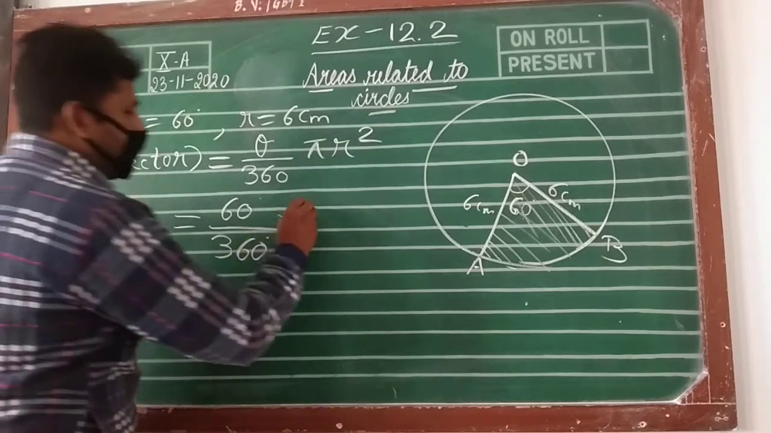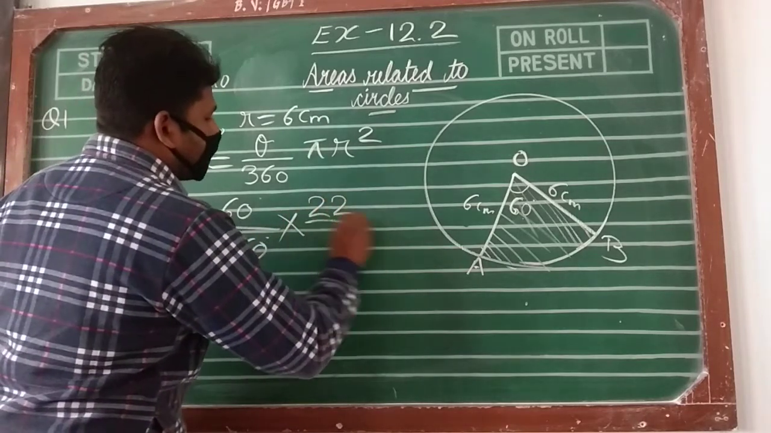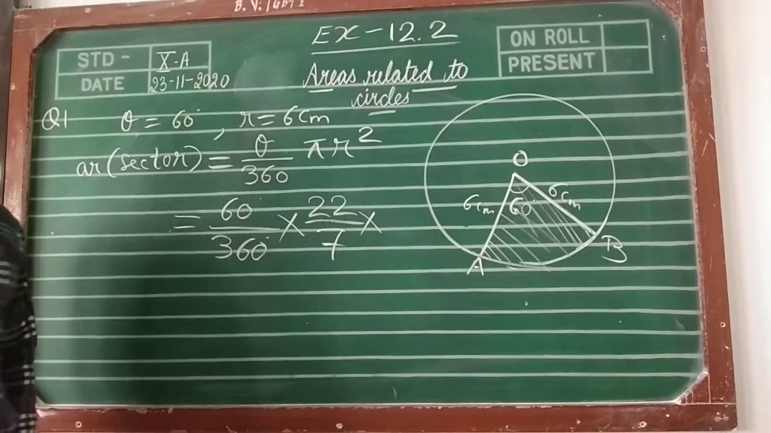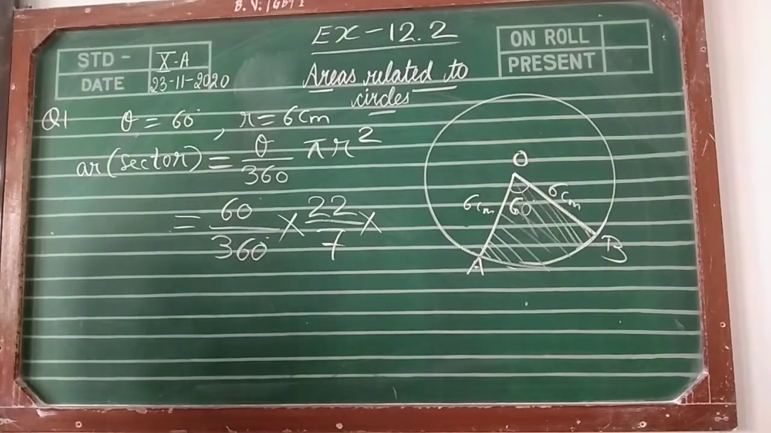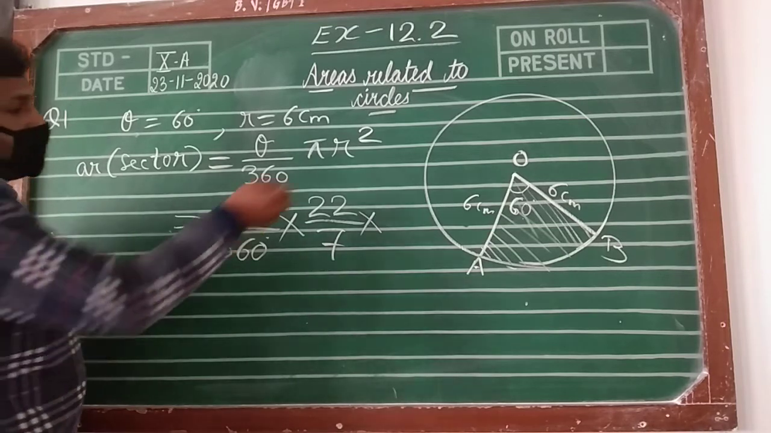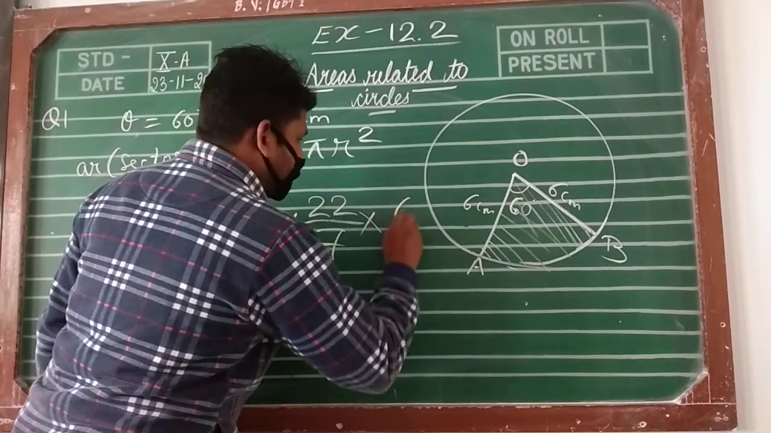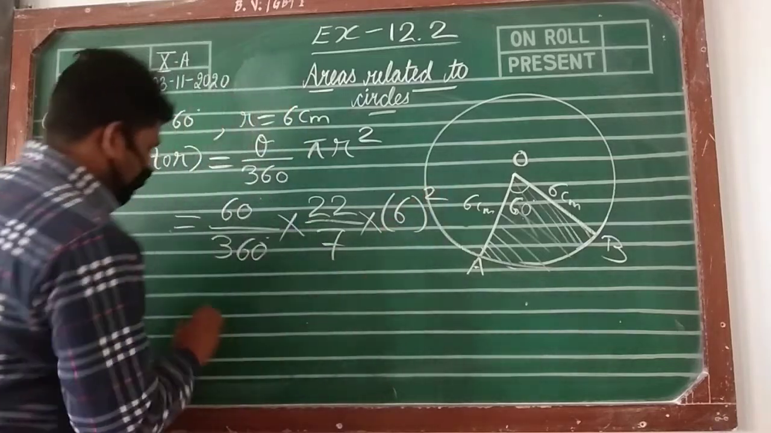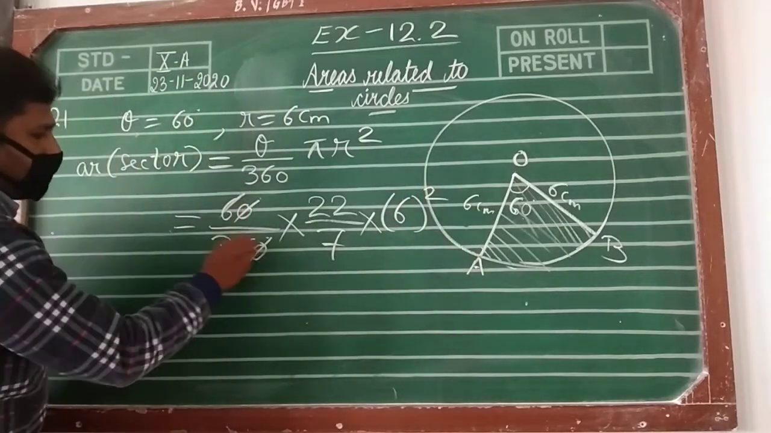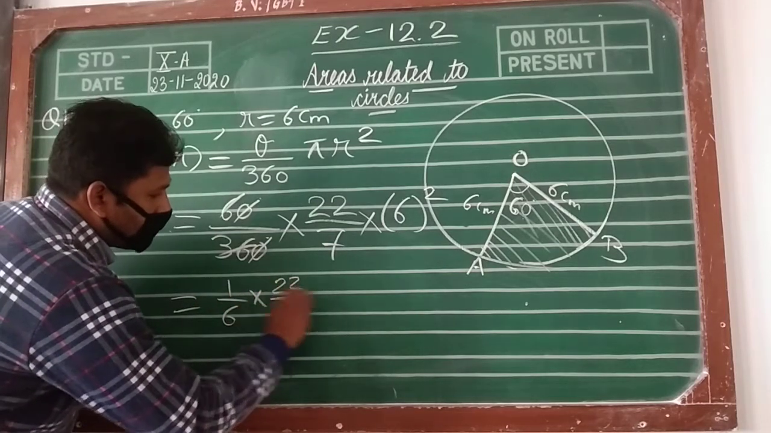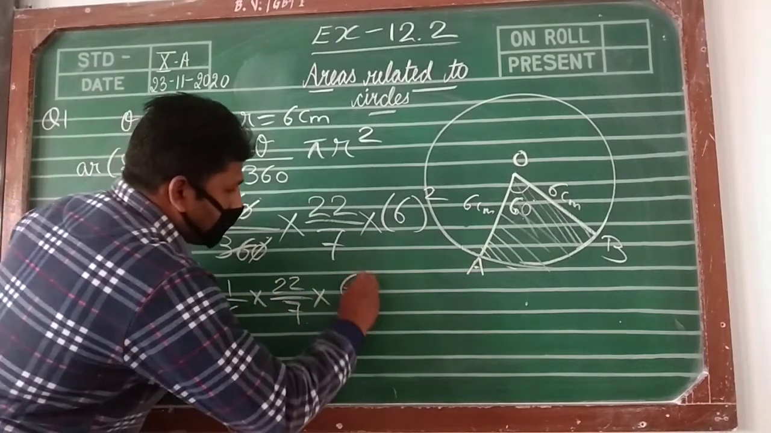The value of pi is given to you in the question. If it is not given, then take it as 22/7, and if it is given as 3.14, then you have to do it accordingly. And the radius we are getting as 6 squared. Then on solving this, we are getting 1/6 into 22/7 into 6 into 6.